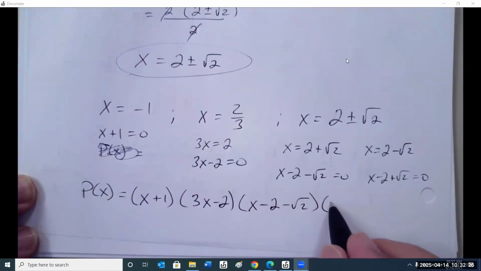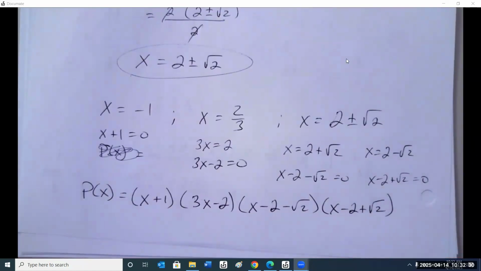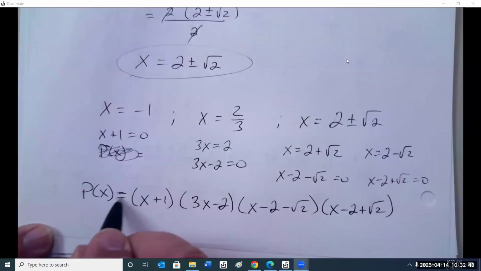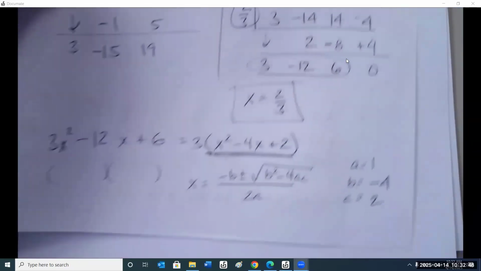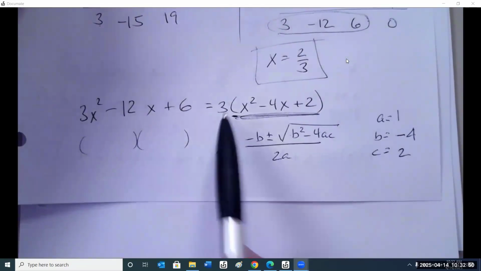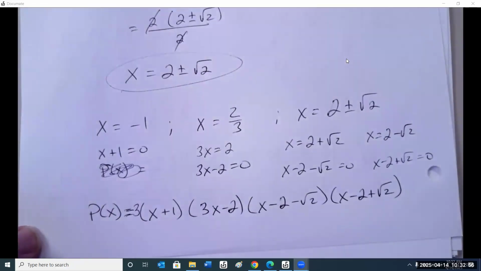Radical 2. But we forgot one thing. We forgot the 3 in the front. Remember, back here, we factored out the 3. We took this one and solved it. We factored out the 3. I gotta put that 3 back in there. So there's our polynomial.